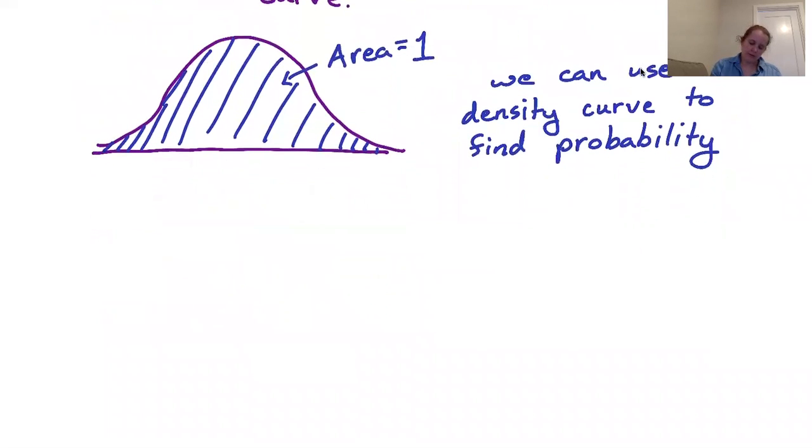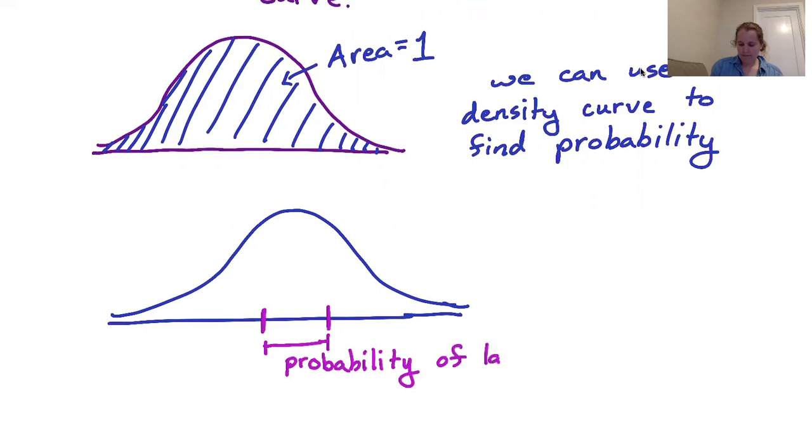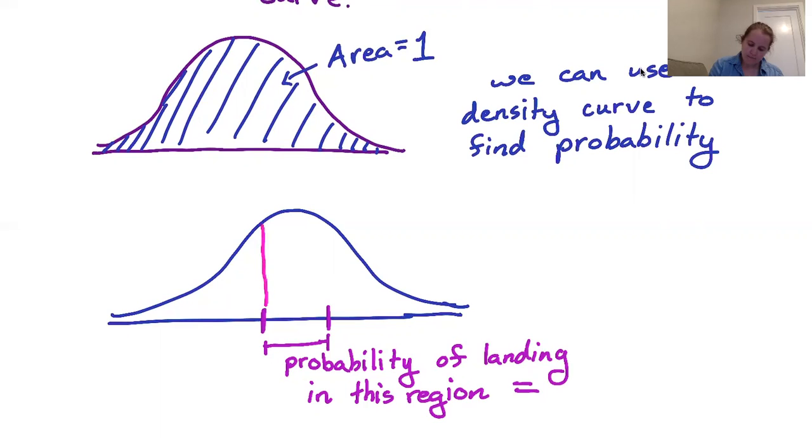So if we want to find the probability of being between two specific values, so let's say we want to find the probability of landing between here and here, then the probability of landing in this region is equal to the area between those values under the curve.